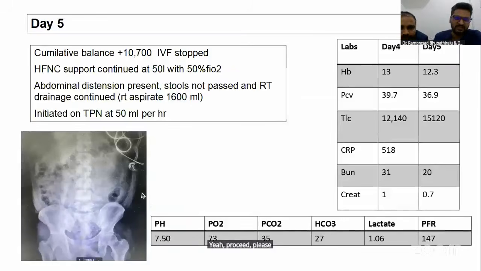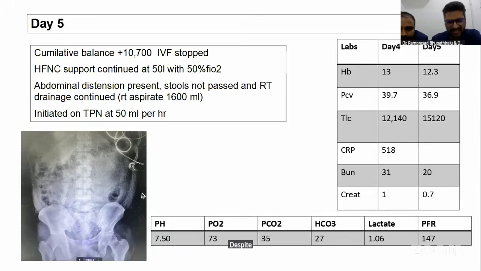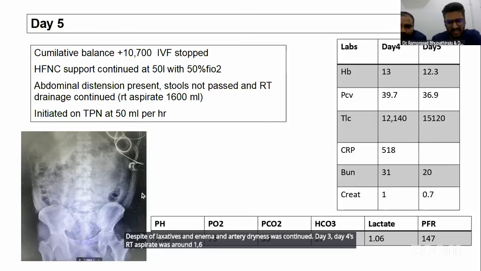So by day 5, the cumulative balance was around 10 liters. We stopped IV fluids. He's requiring HFNC support. The abdominal distension was still present. He hadn't passed stools despite laxatives and enema. RT drainage was continued. Day 4's RT aspirate was around 1600 ml.